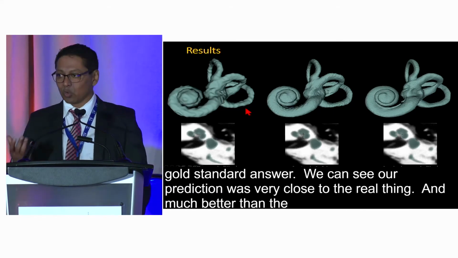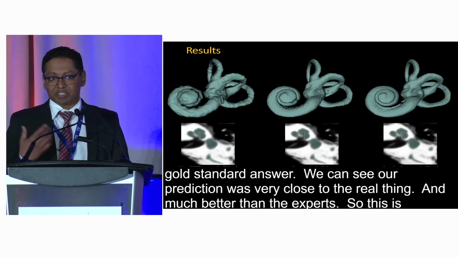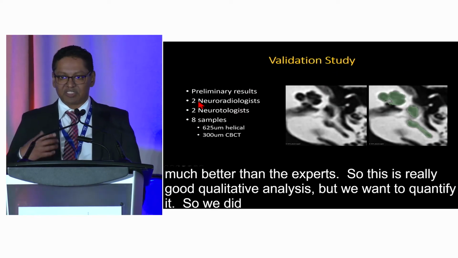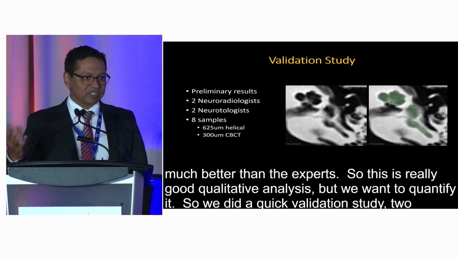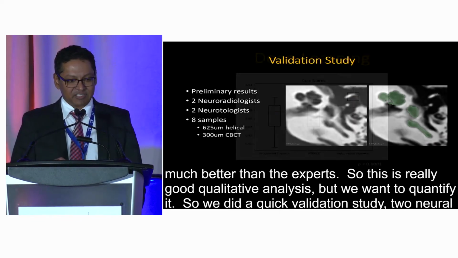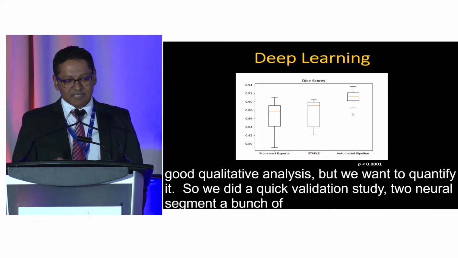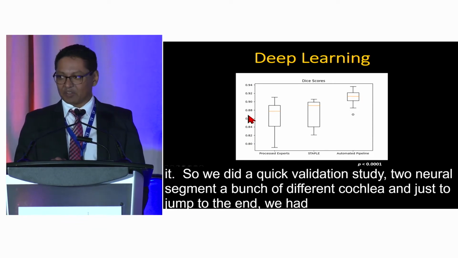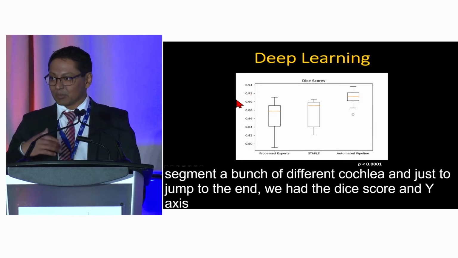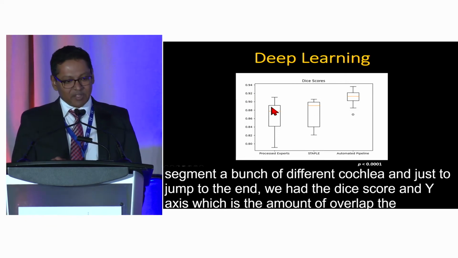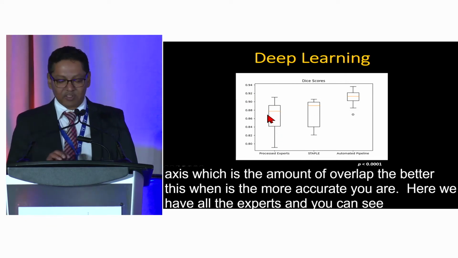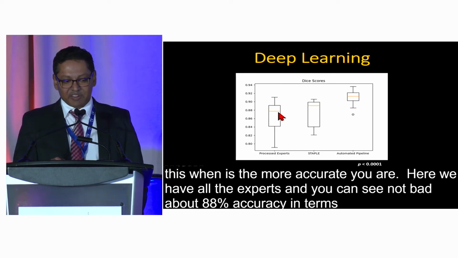So this is really good qualitative analysis, but we wanted to quantify it. So we did a quick validation study. We had 2 neuroradiologists and 2 neurotologists segment a bunch of different cochleae. And just to jump to the end, we have the DICE score on the y-axis, which is the amount of overlap. So the better this is, the more accurate you are. Here we have all the experts, and you can see it's not bad, about 88% accuracy in terms of overlap, but a fairly large variation.